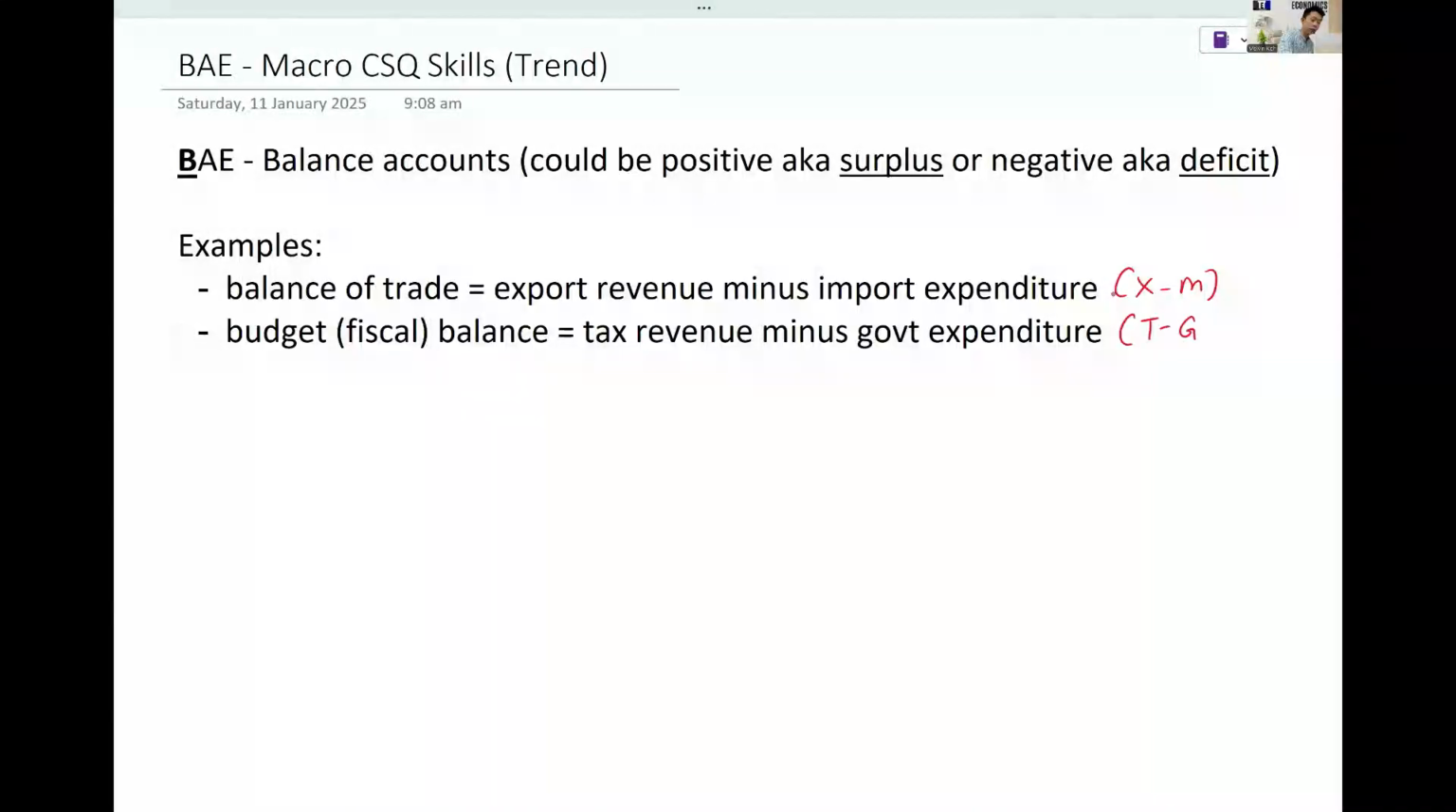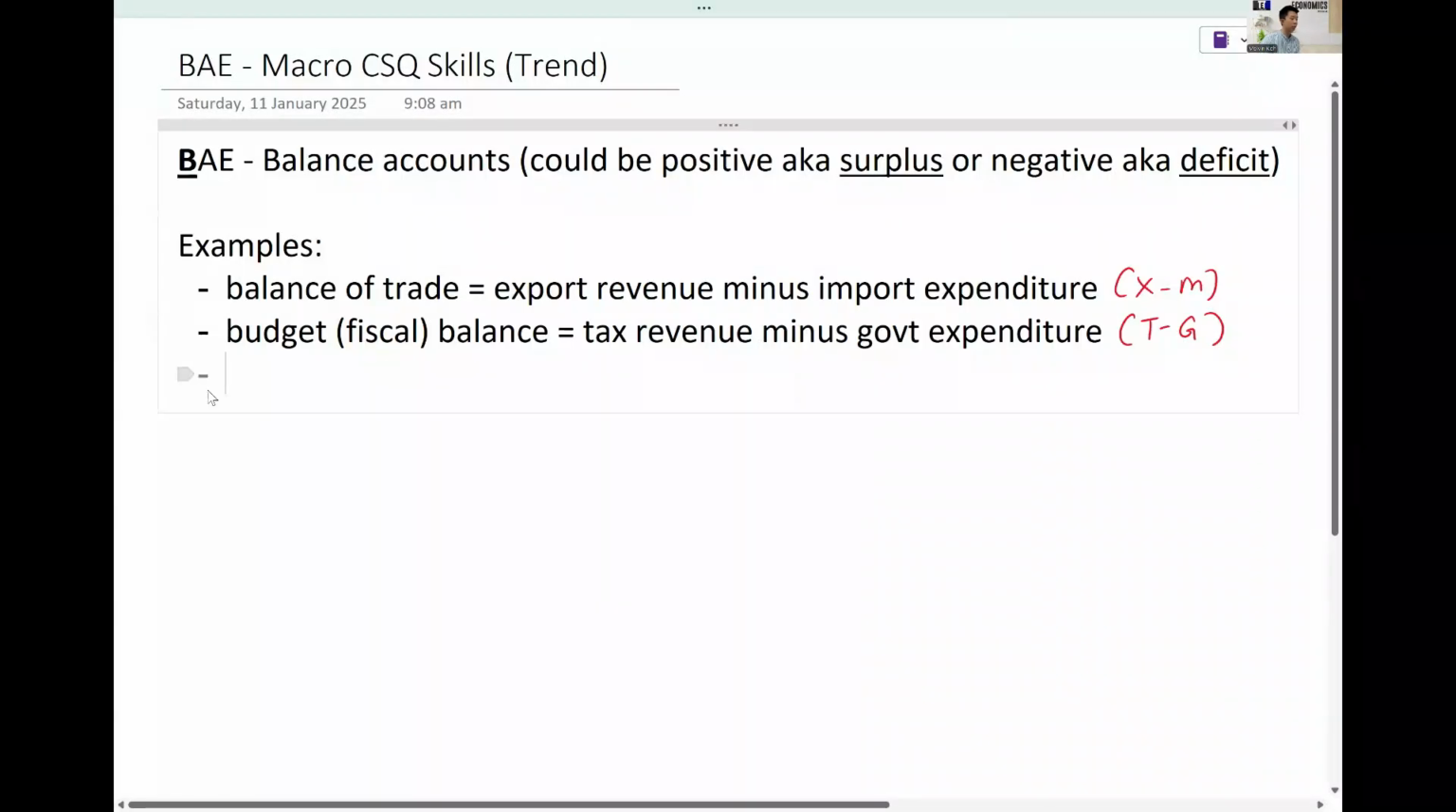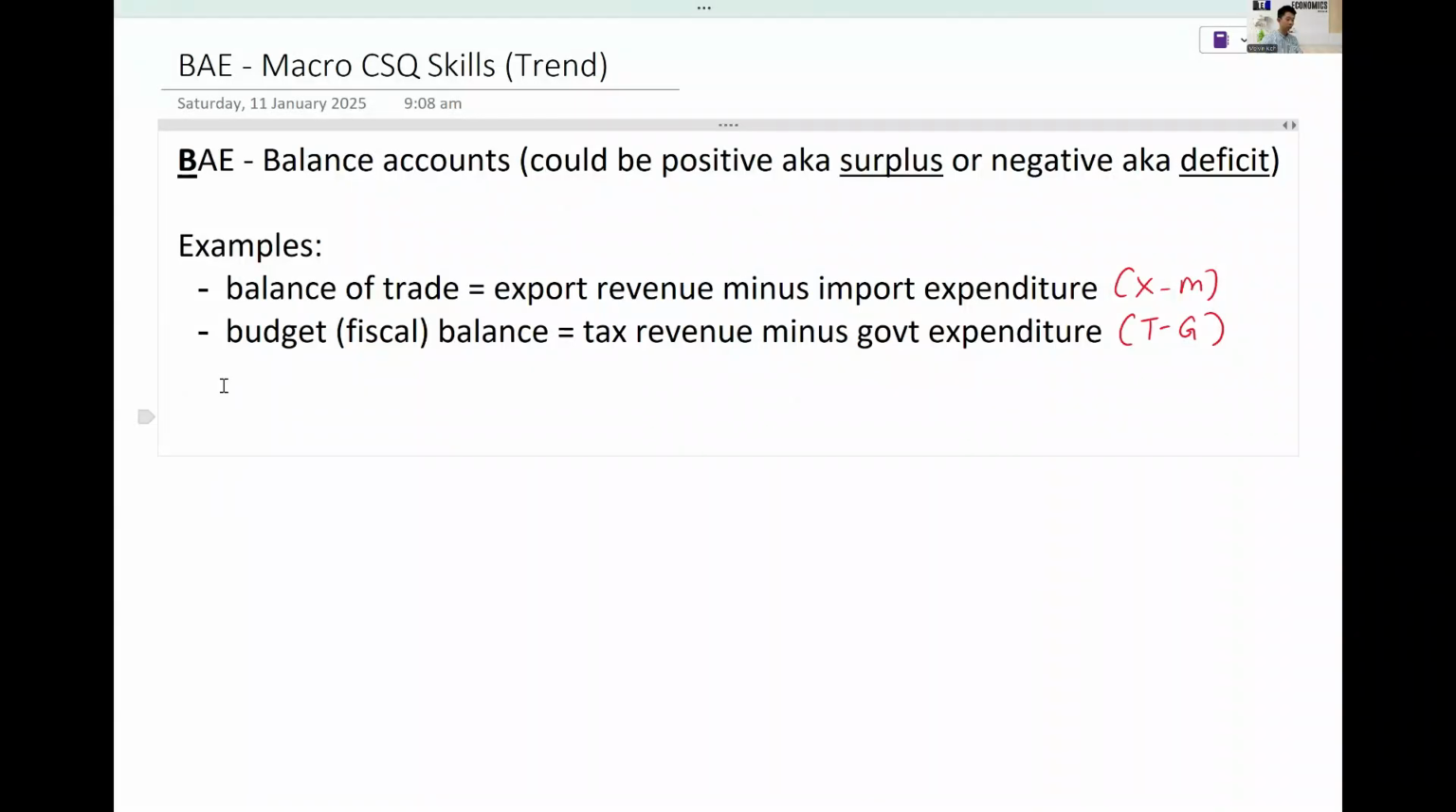Minus G. Okay? X minus N, T minus G. These are balance accounts. Okay, what's the big deal about balance accounts? So let's say you have this question: Describe the trend in Singapore's balance of trade from 2020 to 2022.